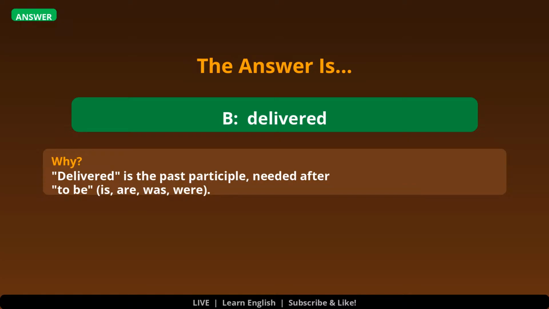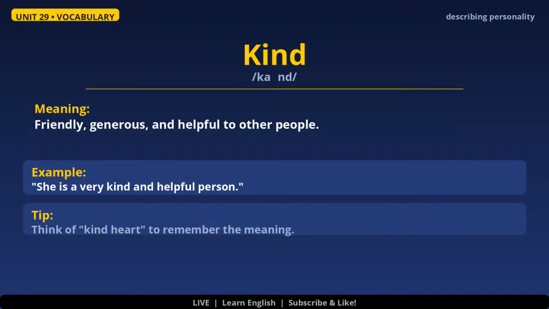And the correct answer is option B, delivered. Delivered is the past participle, needed after to be: is, are, was, were. Great job if you got it right. Let's continue learning. Let's learn a new word.